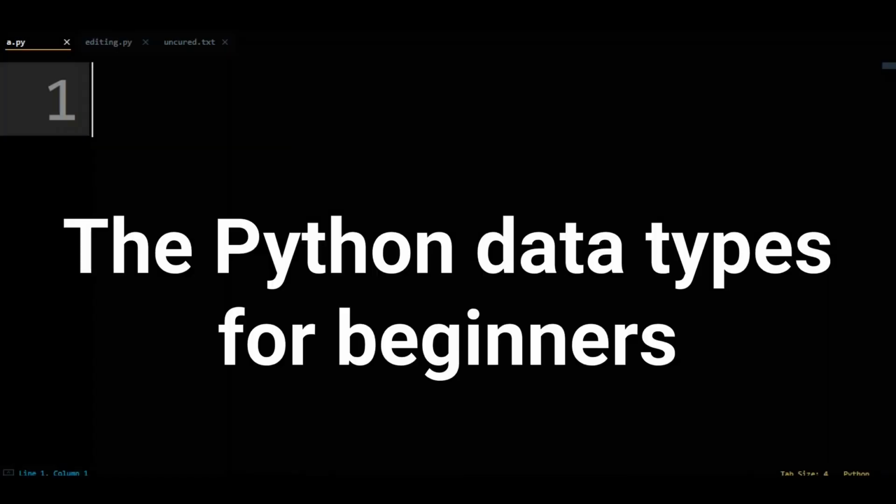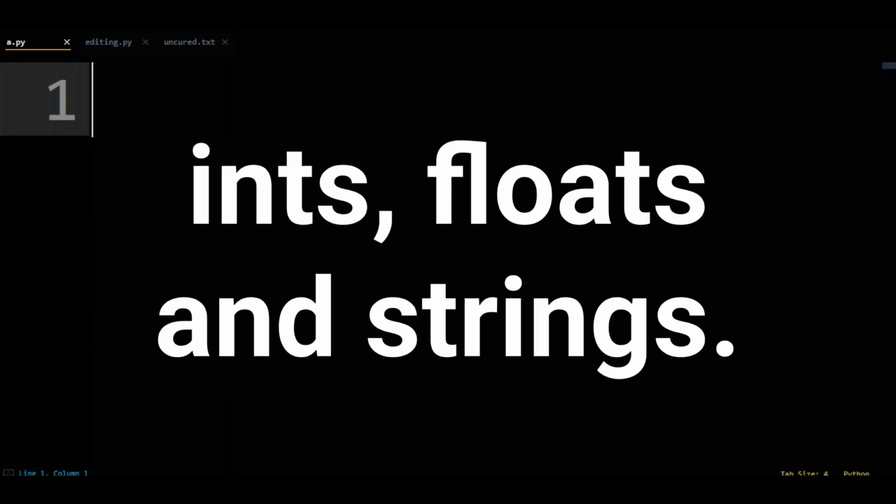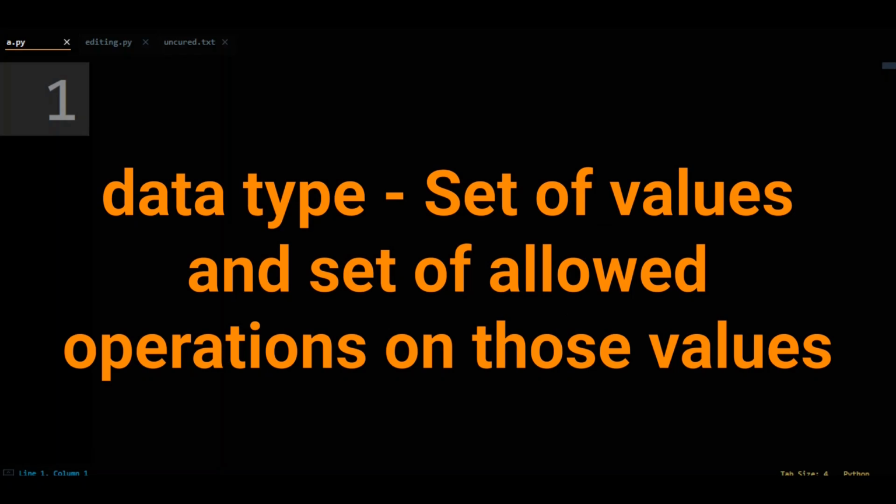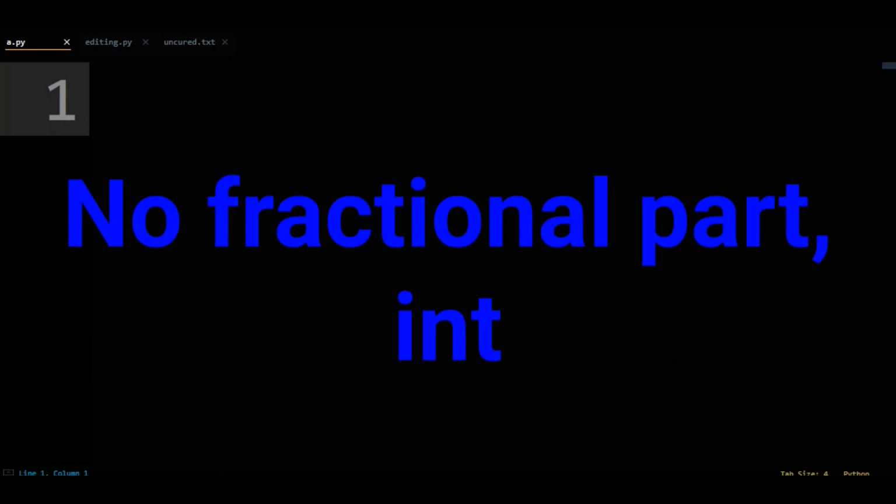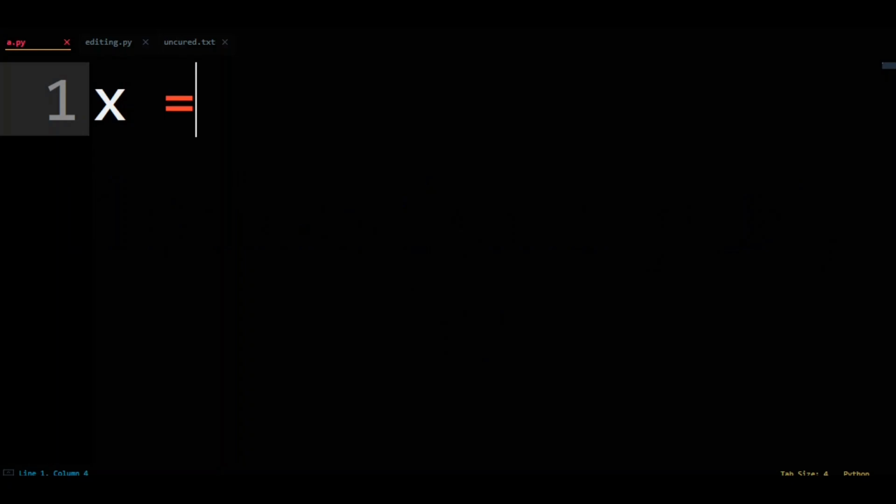The Python data types for beginners that we will cover today are ints, floats, and strings. What's a data type? A data type is a set of values and the set of allowed operations on those values. First, we'll cover the numeric data types. If a variable has no fractional part, then it is an int. For example, x equals 5. X is an int variable.